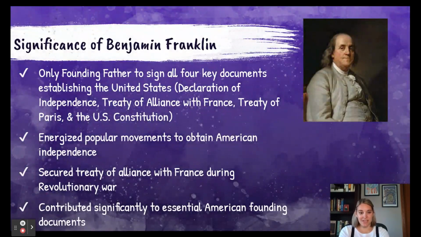So what is his significance? Well, he is the only founding father to sign all 4 key documents establishing the United States. He also helped to energize popular movements, the protest movements, the Stamp Act Congress, the Sons and Daughters of Liberty, in the effort to obtain American independence. Really significantly was securing the Treaty of Alliance with France, and overall, he just contributed significantly to the essential American founding documents with not only his writing, but also his political thought.